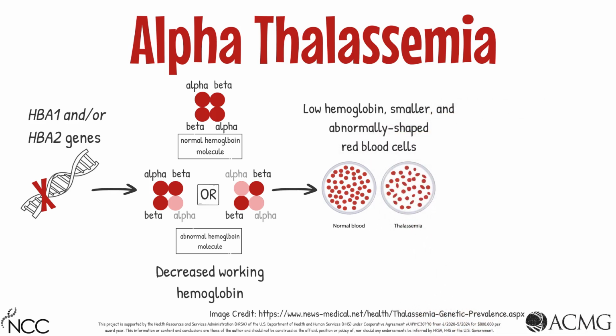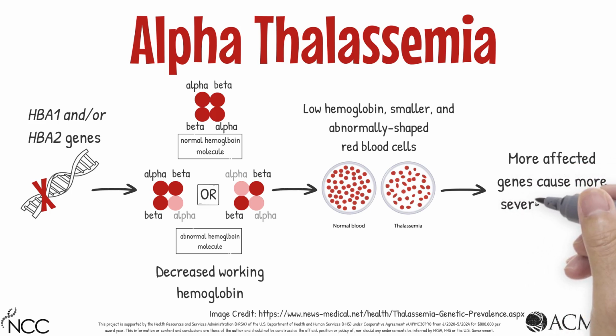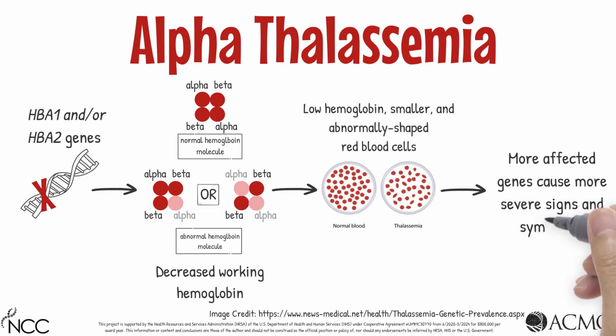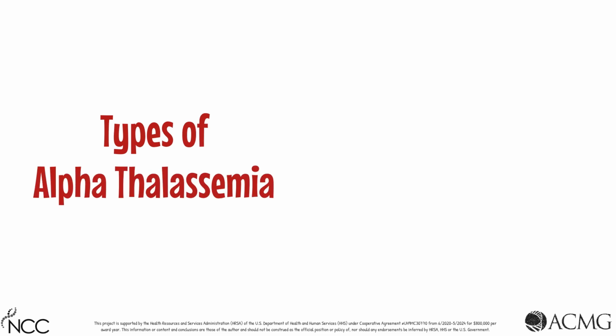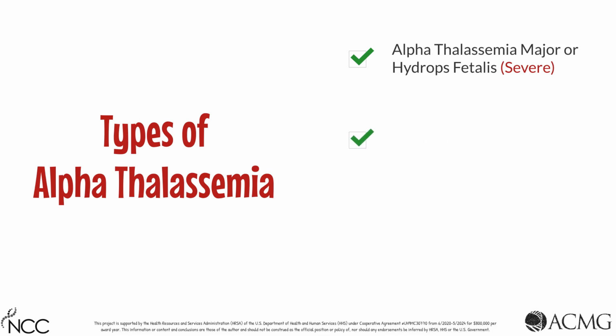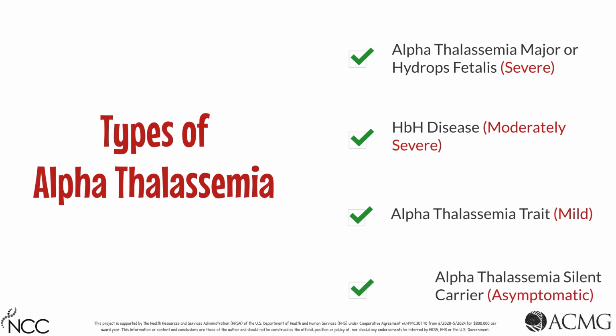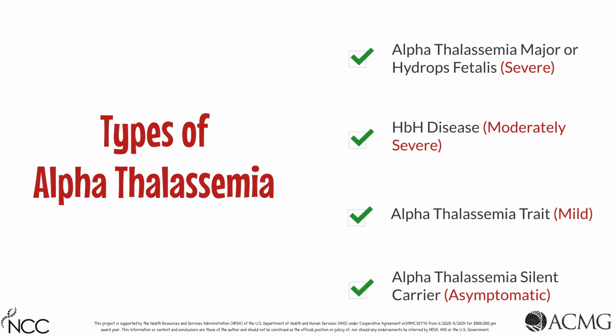The severity of alpha thalassemia depends on how many alpha globin genes are affected. The more alpha globin genes that are affected, the less working hemoglobin is present, and the more severe the signs and symptoms. There are four types of alpha thalassemia: severe, called alpha thalassemia major or hydrops fetalis; moderately severe, called HbH disease; mild, called alpha thalassemia trait; and asymptomatic, called alpha thalassemia silent carrier.